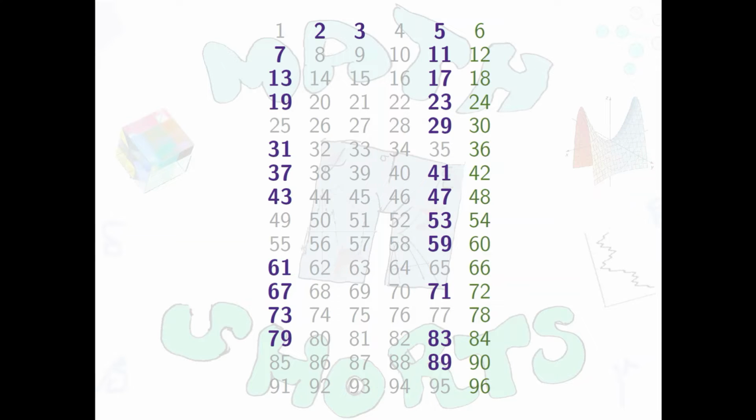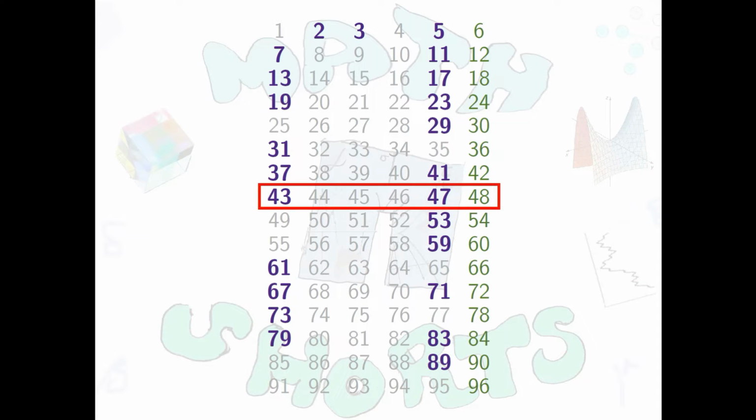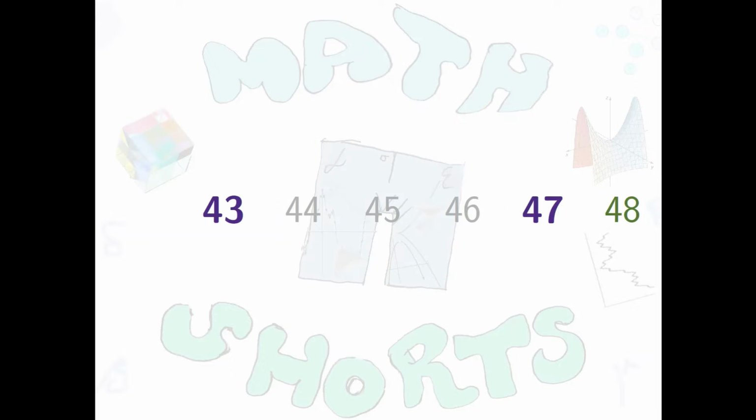To give us an idea, let's focus in on one of the rows. Let's look at the numbers between 43 and 48. There's one of our rows. Now we're really concentrating on the multiples of 6, so let's throw in 42 as well so that we can see that 43 is one more than a multiple of 6 and 47 is one less than a multiple of 6.